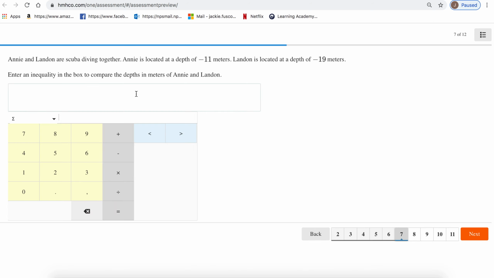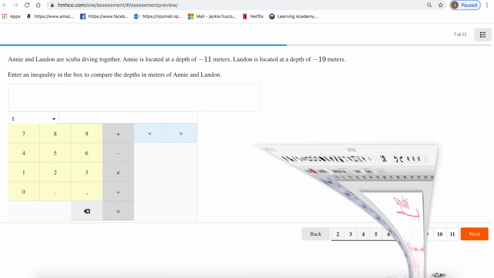Okay, number 7. Annie and Landon are scuba diving together. Annie is located at a depth of -11 meters. Landon is located at a depth of -19 meters. Enter an inequality in the box to compare the depths. So -11 meters and -19 meters.